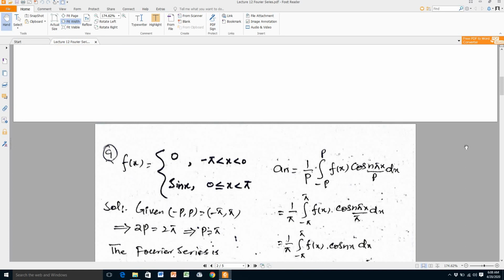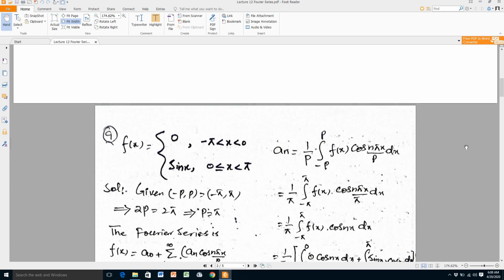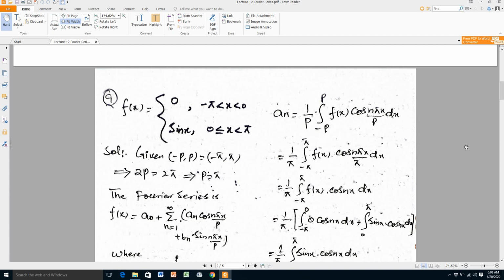Here the function is f of x equal to 0 in the interval from minus pi to 0, and the value of the function is sine of x in the interval 0 to pi. As in previous practice, suppose our given interval is minus p to p, which, as you see here, is minus pi to pi. After simplification you get 2p equal to 2 pi. Then you get p equal to pi.